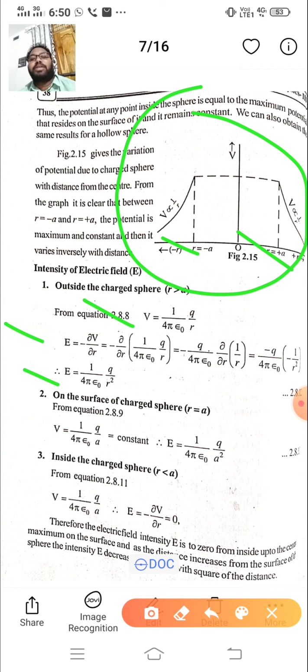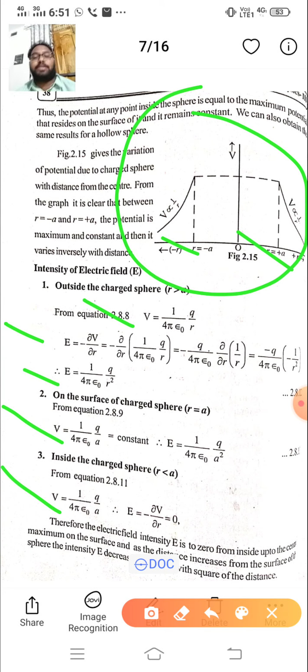The second case is on the surface of the charged sphere, that is r equals a. Substituting r equals a, we get 1 by 4 pi epsilon into q by a square. Inside the charged sphere there is no electric field. Therefore the electric field intensity is zero inside, maximum on the surface, and outside the surface it decreases with increasing distance.